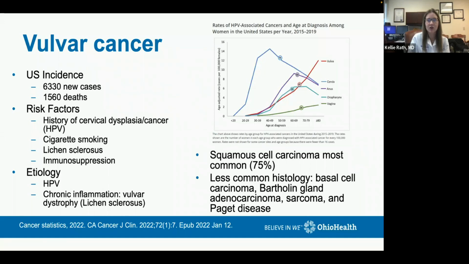And so as people age, chronic inflammatory disease disorders of the vulva can lead to the development of a vulvar cancer not associated with HPV. Immunosuppression is also another risk factor. Like I said, the majority of these cancers are related to HPV infection, but chronic inflammation or vulvar dystrophies like lichen sclerosis also can lead to this. The majority of patients with vulvar cancer have a squamous cell carcinoma, less commonly basal cell carcinoma, Bartholin's gland, sarcoma, or Paget's disease could be types of vulvar cancer.